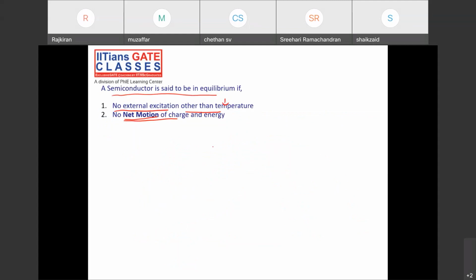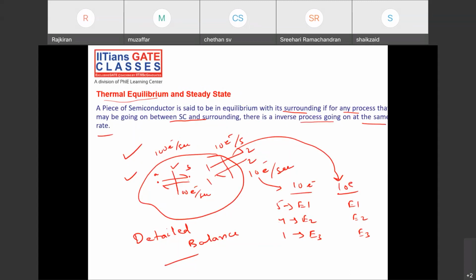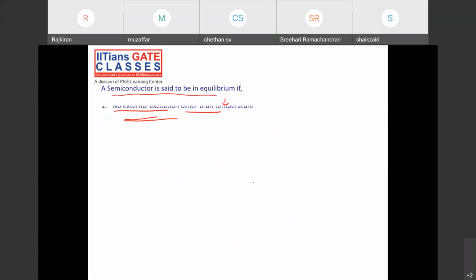If you see any cross section, there is no net motion. There is a motion, but the meaning of net motion is that one type of motion is cancelled by the other type of motion. You cannot say the charges are at rest; they are moving so fast, but the net is equal to 0. That is the meaning of equilibrium. Equilibrium doesn't mean they are at rest, sitting silently in the semiconductor. Are you getting this point? So let's take some questions.